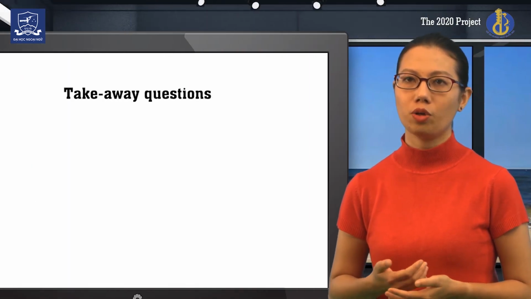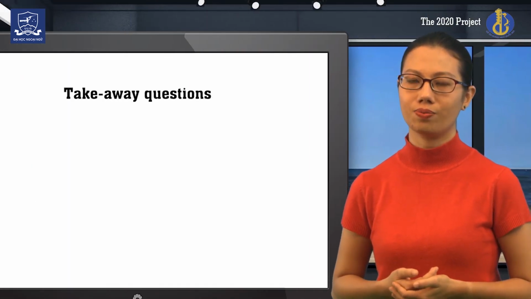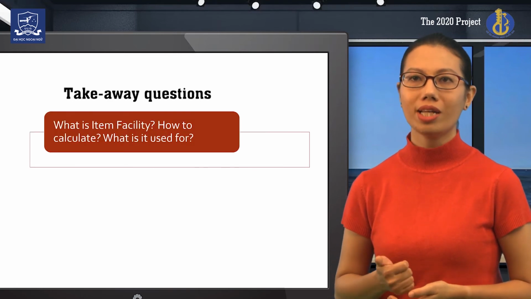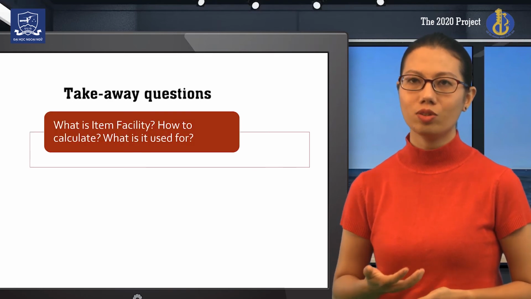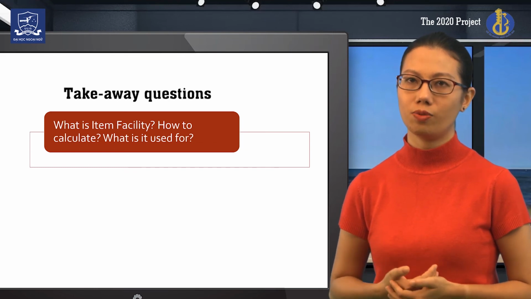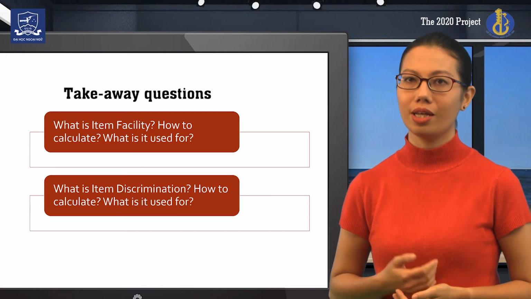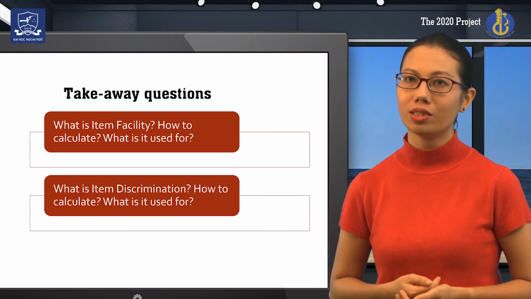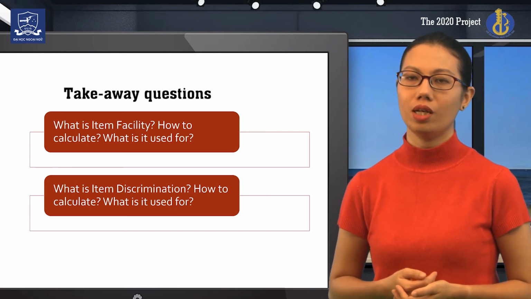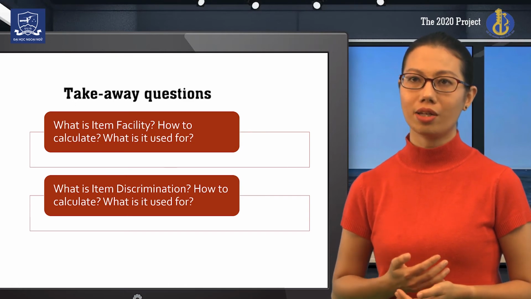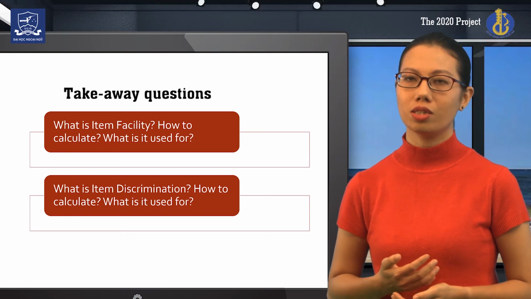Let's move on to the final part, takeaway questions. You should now be able to answer: 1. What is item facility? How to calculate it? What is it used for? 2. What is item discrimination? How to calculate it? And what is it used for? You can also find more practice exercises in the quiz to fully understand how to use such statistics.